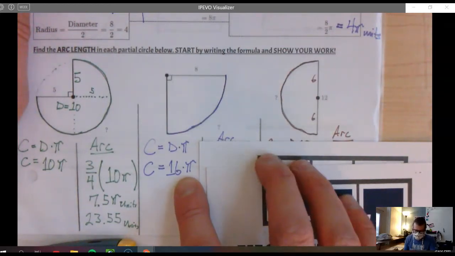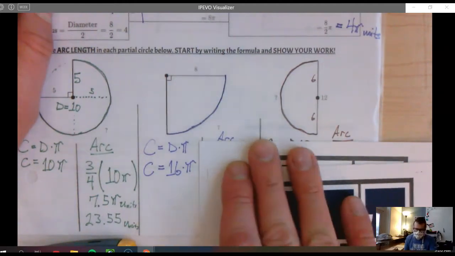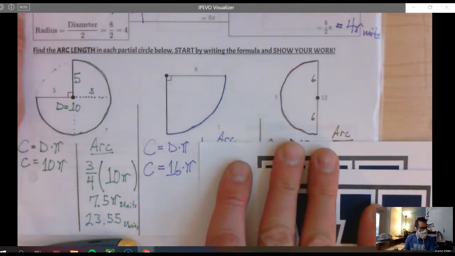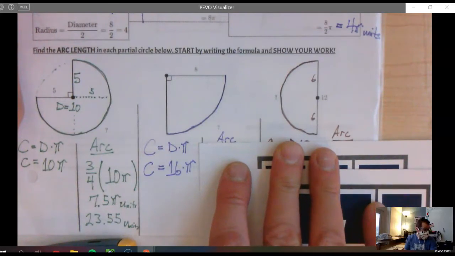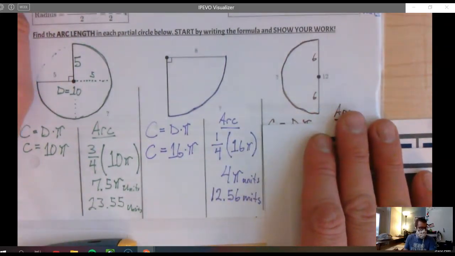0.75. What? Divide? Why are you dividing by 3/4? Because that's how much is gone. But we would need to subtract 3/4 of the... So is your answer 12.56? Because I'm worried that it's not.